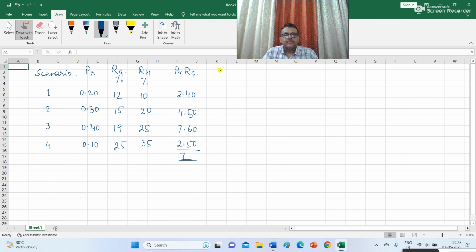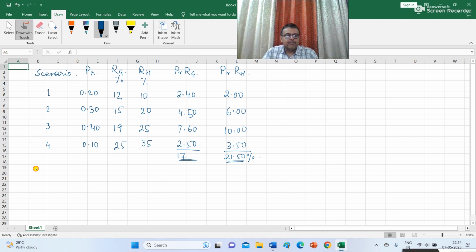Then PR multiplied with return of H. So 10 multiplied with 0.2 is 2. 20 multiplied with 0.3 is 6. Then 25 multiplied with 0.4 is 10. 35 multiplied with 0.1 is 3.50. So if you add up these four, you will get 21.50.